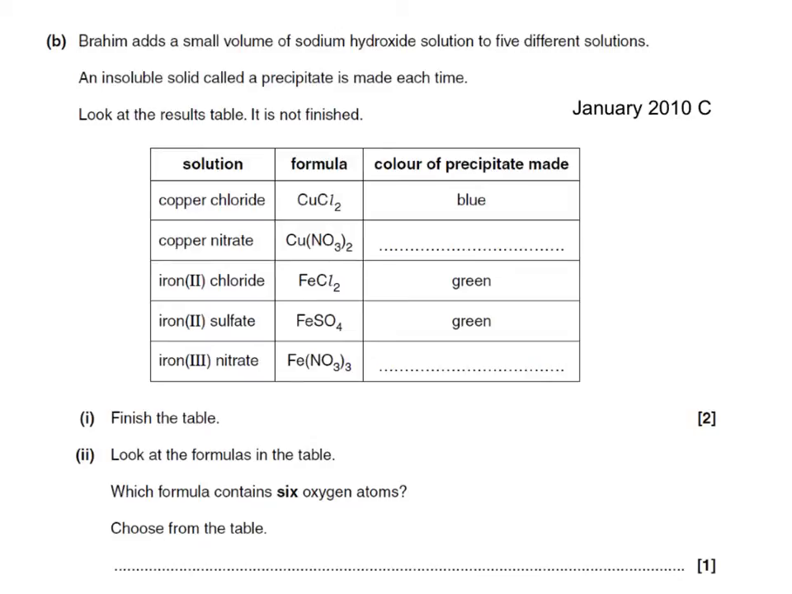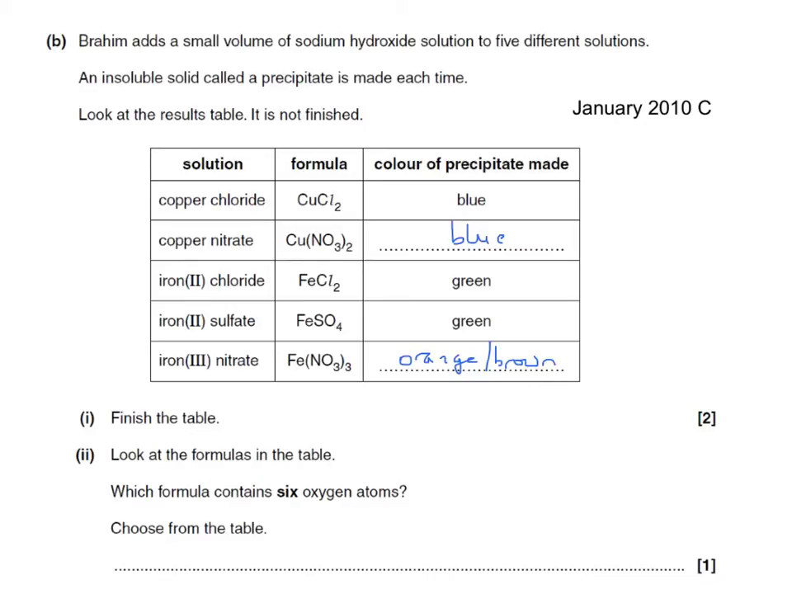Well, we see that copper chloride solution has made a precipitate which is blue. Copper nitrate solution would be expected to make that same blue precipitate of copper 2 hydroxide. Iron 2 chloride has given a green precipitate of iron 2 hydroxide, as has iron 2 sulfate, because they contain the same Fe2 plus ion. But the Fe3 plus ion, which is found in iron 3 nitrate, would give a different coloured precipitate. This would give an orange-brown precipitate.